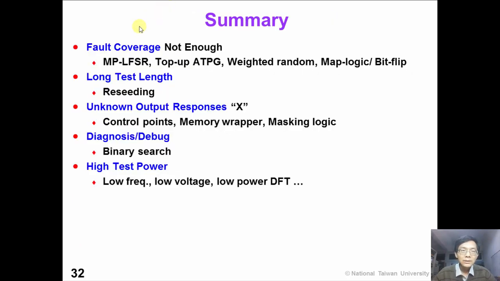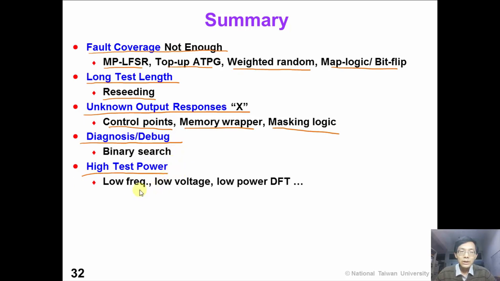So in summary, in this chapter, we have shown some problems associated with BIST. First of all, BIST coverage is typically low, so we have many solutions to improve the coverage. And the BIST test length is typically very long, so we introduce the reseeding concept. And we have to be careful about unknown output responses. So we show control point, memory wrapper, and the masking logic to deal with unknown output. We also need binary search to help us to diagnose in BIST mode. And the BIST power is very high, so we can either reduce the frequency or reduce the voltage or use low power DFT to solve the power problem.